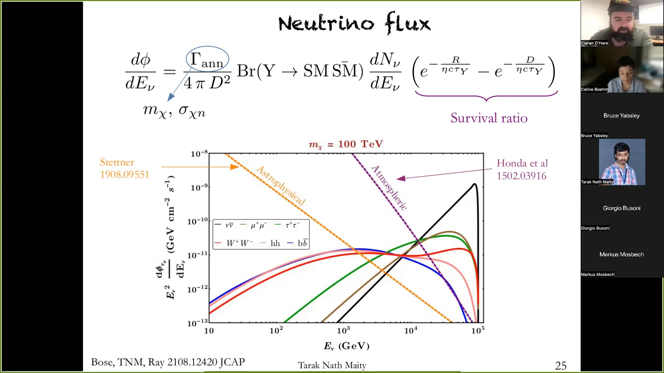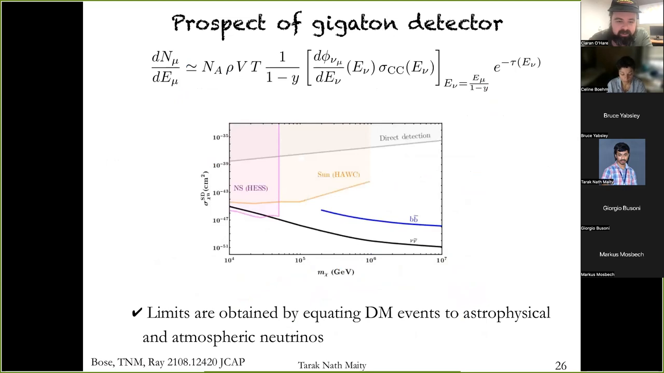And then the last thing, the slides after this, when you're talking about the constraints or the projections, I think I just missed what the detector was. Because it's a neutrino detector, presumably. Yes, absolutely. Is it like an IceCube style thing? Is that what you're envisioning? It could be either IceCube or KM3NeT.